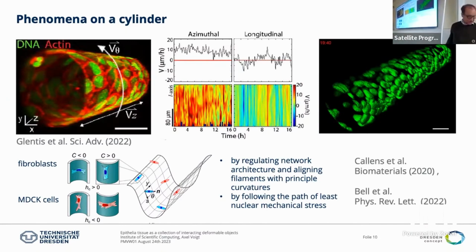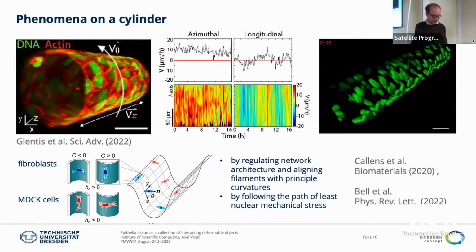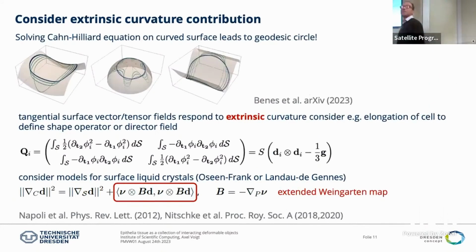So let's try to see if our model also captures this. If we only solve this Cahn-Hilliard type equation on a curved surface, then we don't see this effect. It converges to something, and for such a ruled surface similar to the cylinder, what we get is just a geodesic circle. So there's no alignment from this alone.